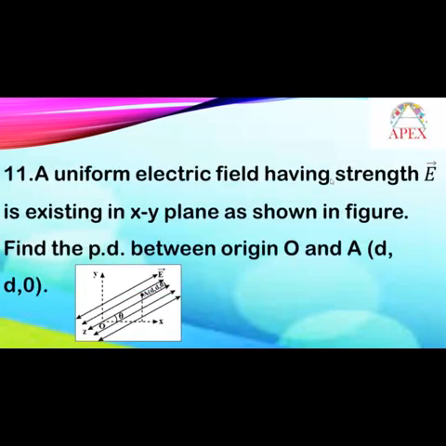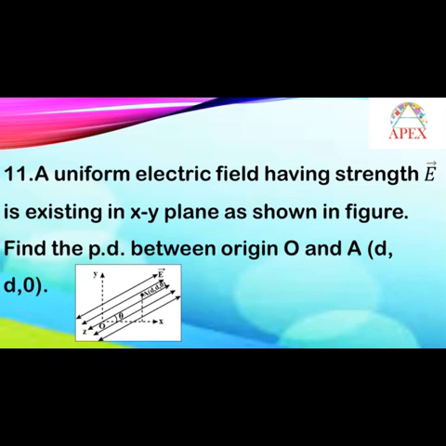Next. Question number 11. A uniform electric field having strength E bar is existing in the XY plane as shown in the figure. E bar is not along the X axis, not along the Y axis, it is in the middle, along the XY plane as given. Find the potential difference between origin O and the point D, D, 0. One point is given on the XY plane, D, D, 0. So from the origin to that particular point, they are asking us to calculate the difference of potential.